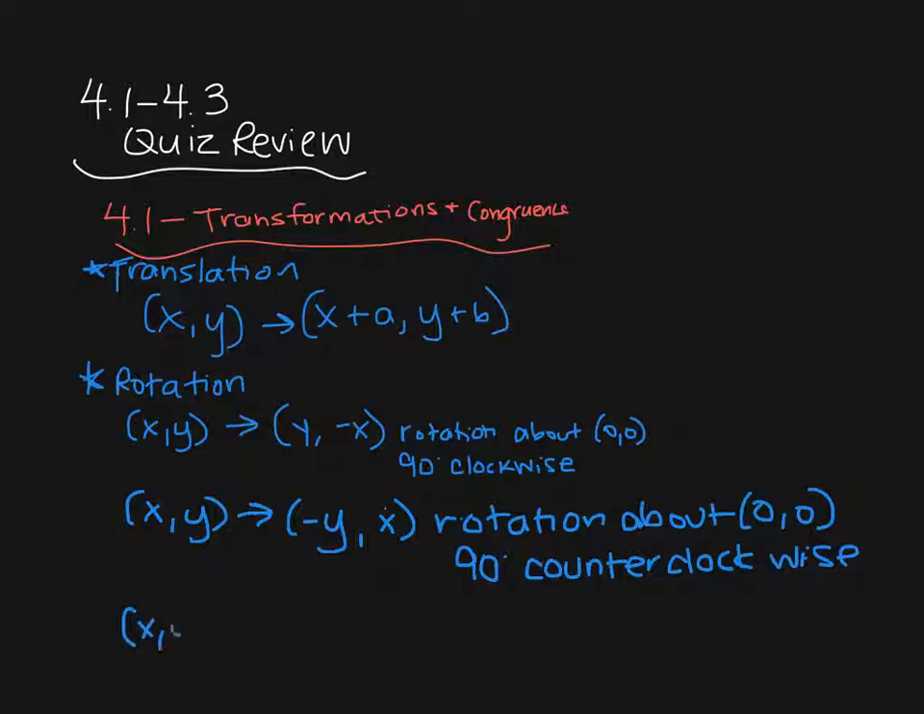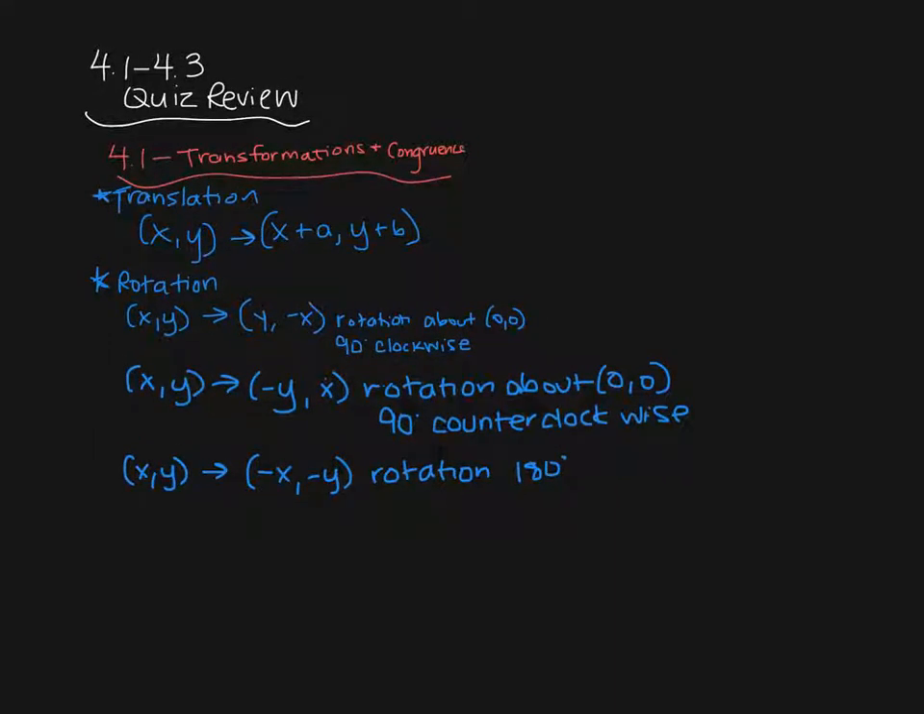And then the last one is if it starts as X and Y and it switches so that it's Y and X, but they are both negative. And this is a rotation 180 degrees. What happens if it's rotated 180 counterclockwise? It won't matter. 180 means completely flipped. So whether it's clockwise or counterclockwise, there's actually no difference. So you'll just say a rotation 180 degrees.